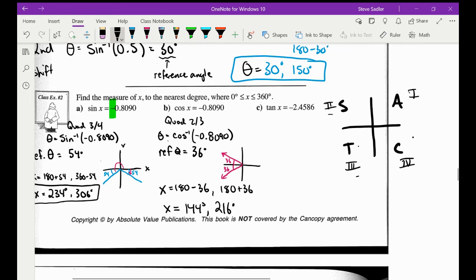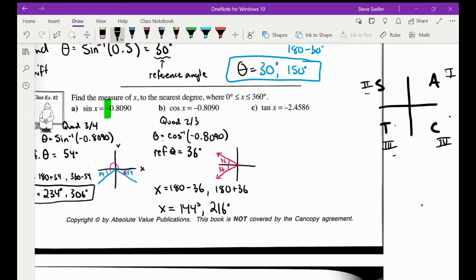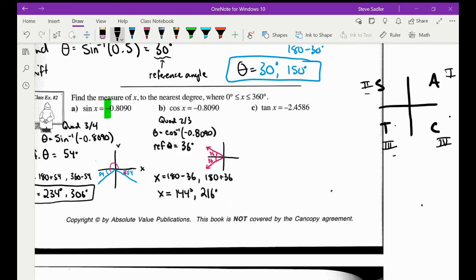And last but not least, tan of x is equal to negative 2.4586. So let's see if we can give ourselves some space here. So tan is negative in quadrants 2 and quadrants 4. So this is going to be a little bit of a weird one. Quadrants 2 and 4.